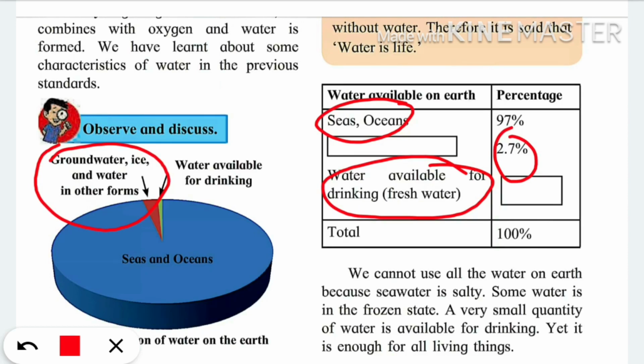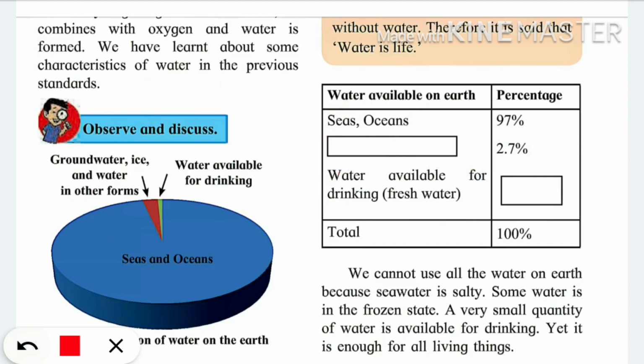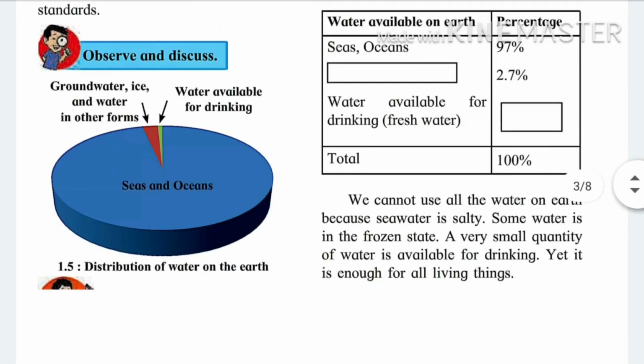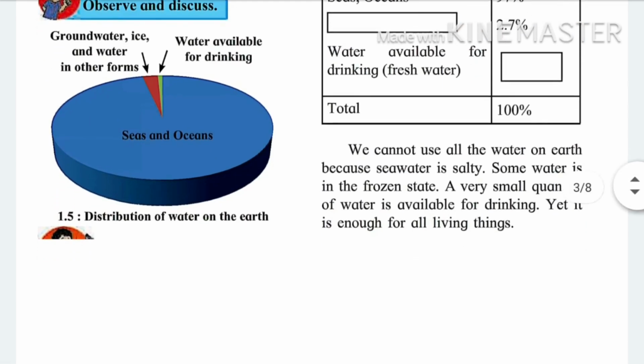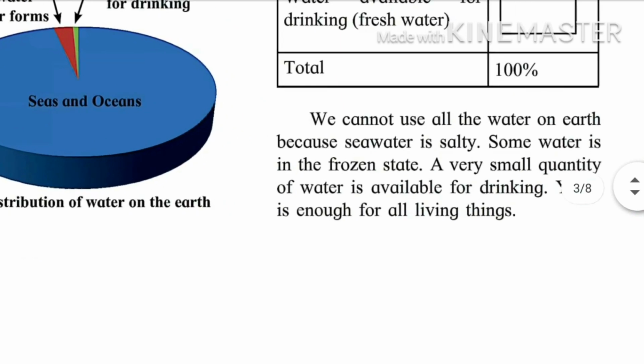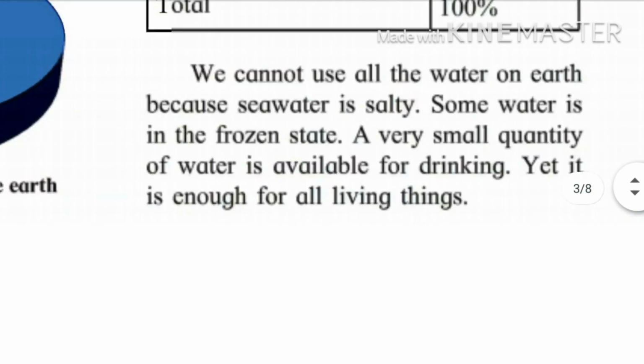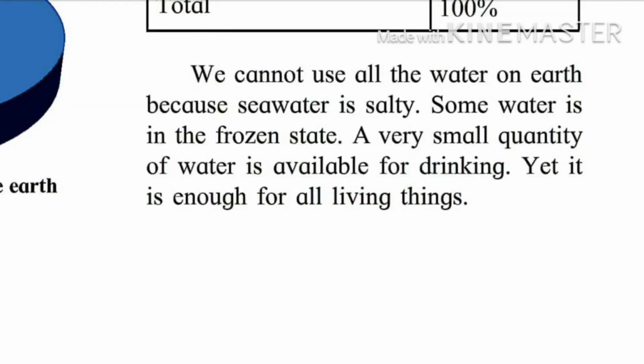And seas and oceans, this is also not useful for us. So the water available for drinking is too low. Now we'll see, we cannot use all the water on earth because sea water is salty. Some water is in a frozen state and a very small quantity of water is available for drinking. Yet it is enough for all living things. It is really enough, but don't waste the water, as there is a scarcity of water.